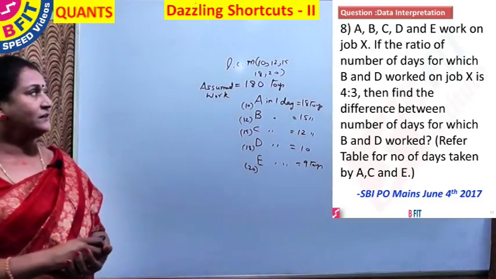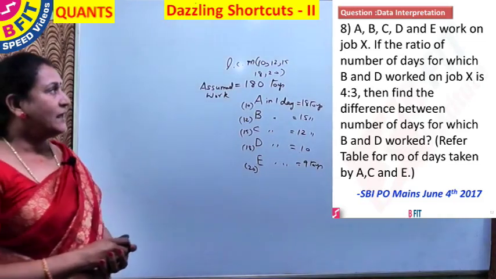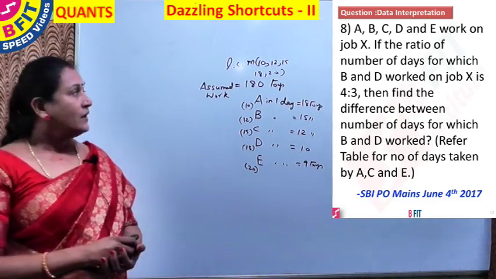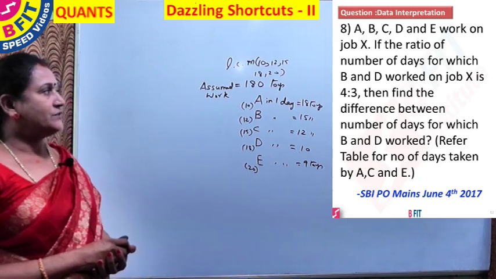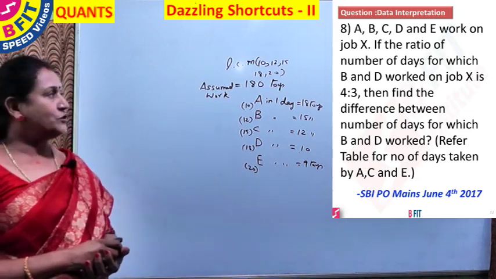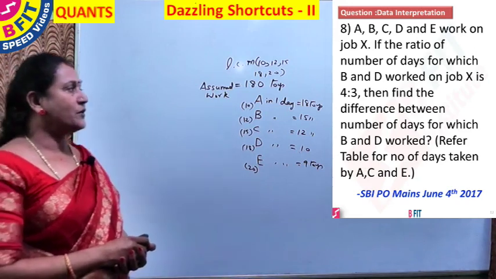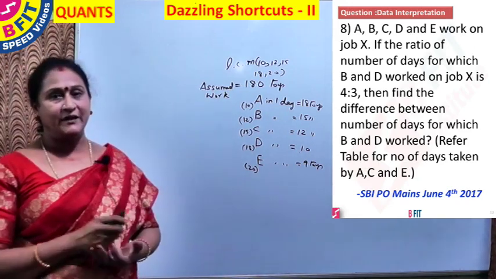So the next question. A, B, C, D and E work on job X. If the ratio of the number of days for which B and D worked on job X is 4:3, then find the difference between the number of days for which B and D worked.